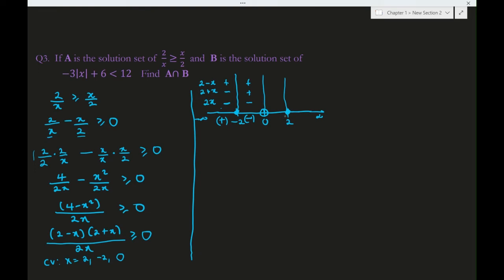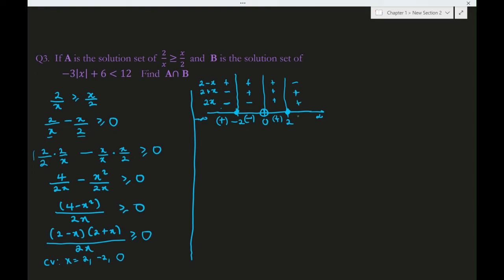Then between 0 and 2, we can take 1 as a test point. 2 minus 1 is positive, 2 plus 1 is positive, and 2 times 1 is positive. So this is positive. Then between 2 and infinity, we can take 3. 2 minus 3 is definitely negative, and 2 plus 3 is positive.